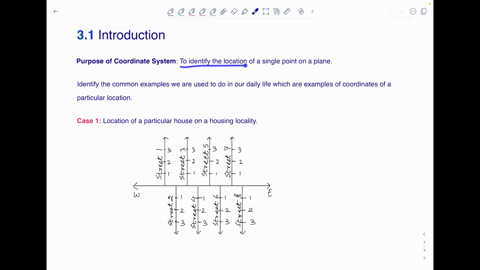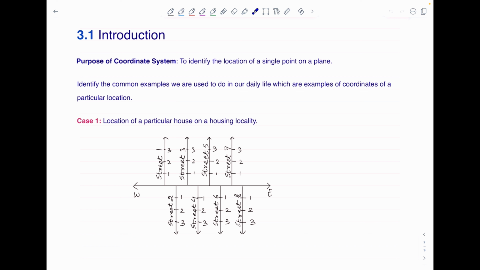It is required to identify the location of a single point on a plane. You know what is a single point, but you don't know about the plane. About this plane part we will cover it in the last slide in more detail. So how to identify a single point on a plane?